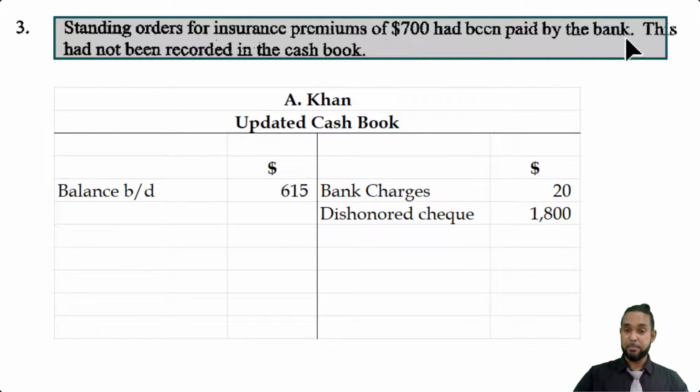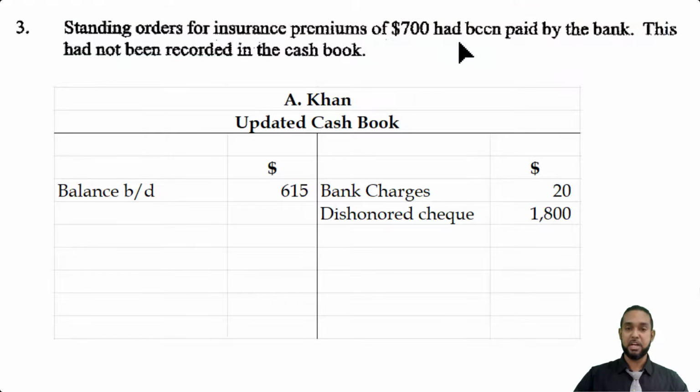The third item is a standing order for insurance premiums. Right, it had been paid by the bank, it had not been recorded in the cash book. So a standing order is an instruction we give to our bank to make a payment on our behalf at regular time intervals. It's a standing order. Please do this on this date or this often, right? So if it's a payment, it goes on the credit side. It was not recorded in the cash book, so what do we have to do? We have to record it in the cash book. So it's going to go on the credit side like so. Right, now, those are the only items.